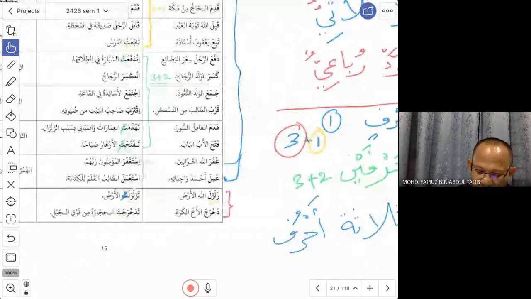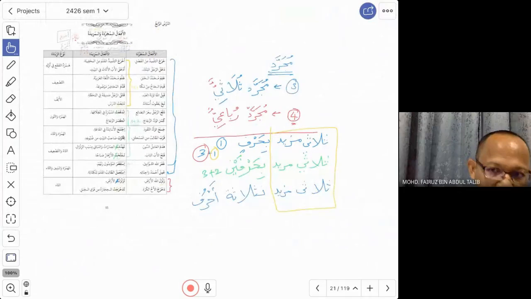So basically, this is just to familiarize yourself with the terms. What is rubai mujarrad? What is rubai mazid? What is sulasi mujarrad and what is sulasi mazid? Now, so far, any questions in terms of the terms?